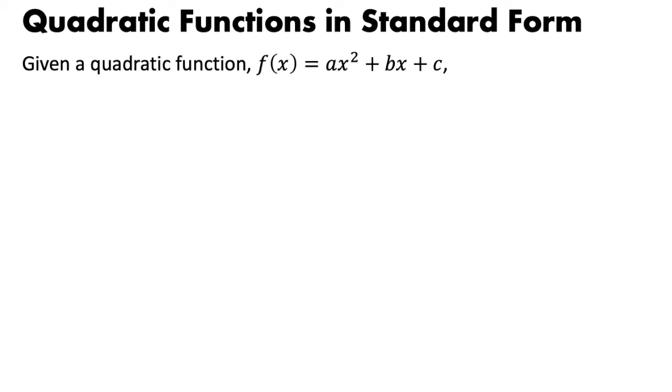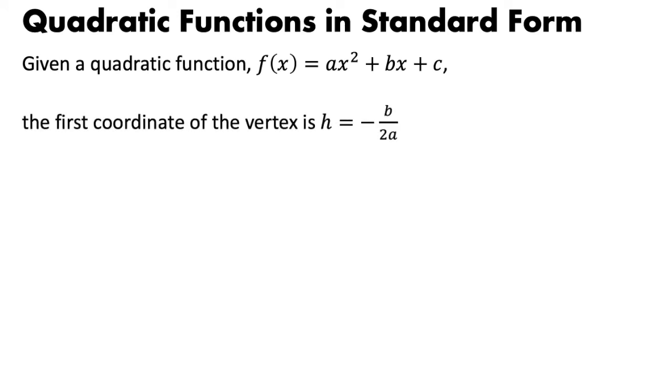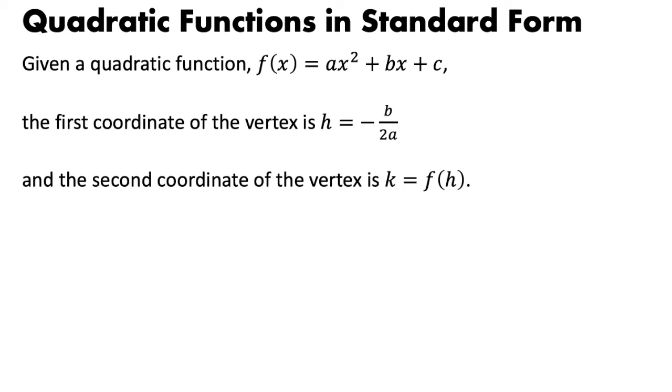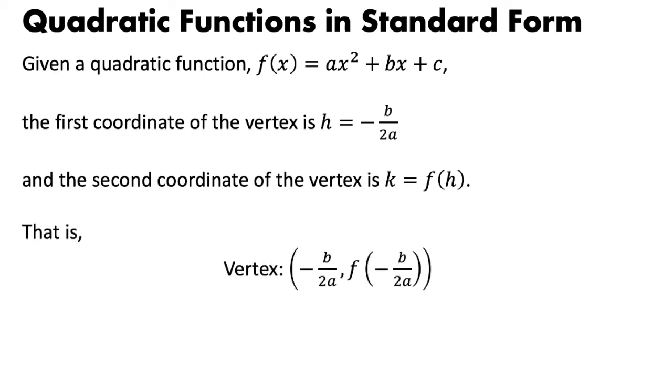Given a quadratic function f(x) = ax² + bx + c, the first coordinate of the vertex is h = −b/(2a), and the second coordinate of the vertex is k = f(h). So instead of completing the square, we can use this formula to find the vertex.